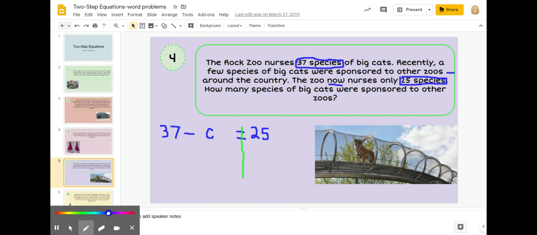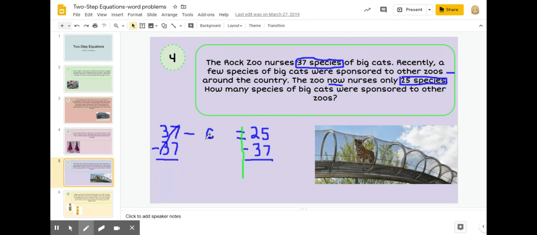Sorry, I got excited. All right, so now we need to get rid of our 37. So we're going to subtract 37 from both sides of the equation. Ooh, I'm about to see a negative. Have no fear. You'll see what happens. So don't flip out on me.